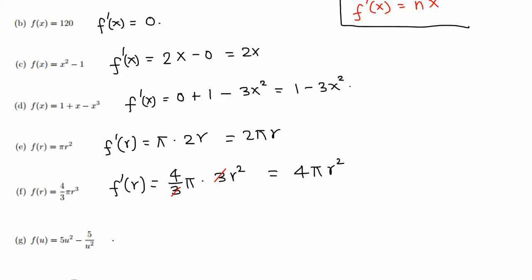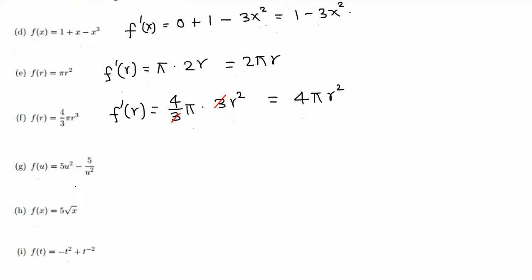Okay, let's go for G. F as a function of u, 5u squared minus 5 over u squared. We need to move this to the top so that we can get rid of this fraction. So let me rewrite this function. This function is the same as 5u squared, where u is the independent variable in this question, like x in the previous questions, minus 5, move this to the top, u raised to -2. So we just rewrote this function.